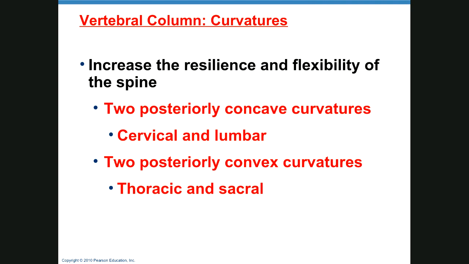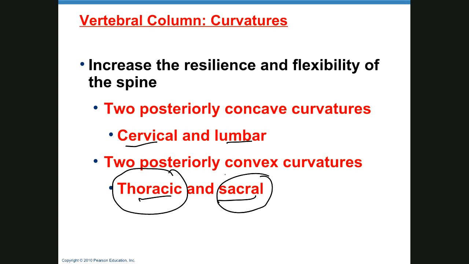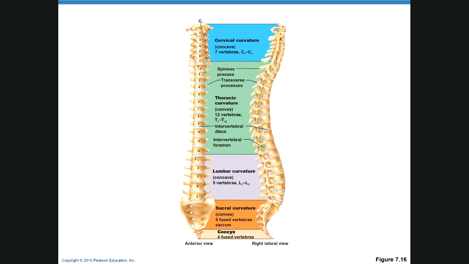Curvatures. The spine has 4 curvatures. It has 2 primary curvatures and 2 secondary curvatures, or 2 concave curvatures, which are the cervical and lumbar, and 2 posterior convex curvatures, which are the thoracic and the sacral. So when it comes to primary curvatures, the primary curvatures are the ones that we're born with. So we're going to be born with a thoracic curvature and a sacral curvature. So if you look at the spinal cord, these will be the thoracic curvature. These will be the sacral curvature. So we're born with the thoracic curvature and the sacral curvature.